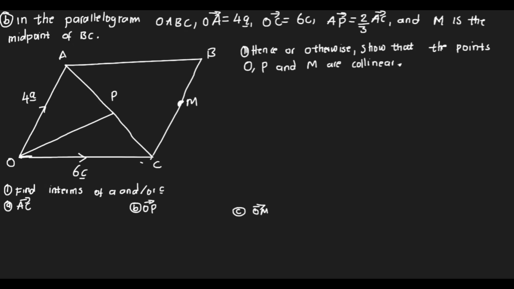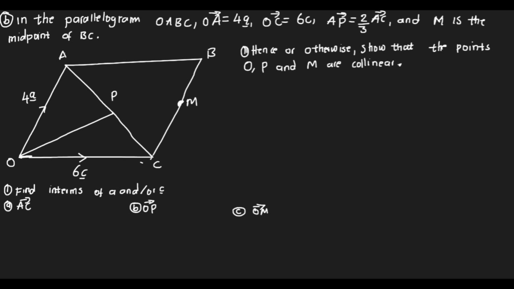We move on to question 2b. In the parallelogram OABC, OA is equal to vector 4a, OC is equal to 6c, AP is equal to 2/3 of AC, and M is the midpoint of BC. Okay, so we have these vectors. Then the first one, find in terms of a and c the vector AC.